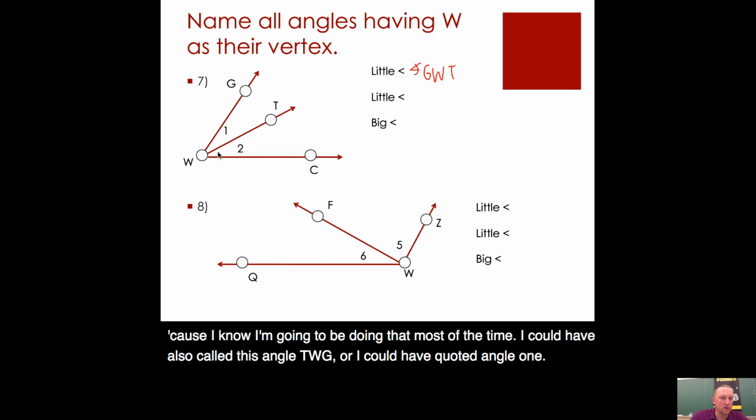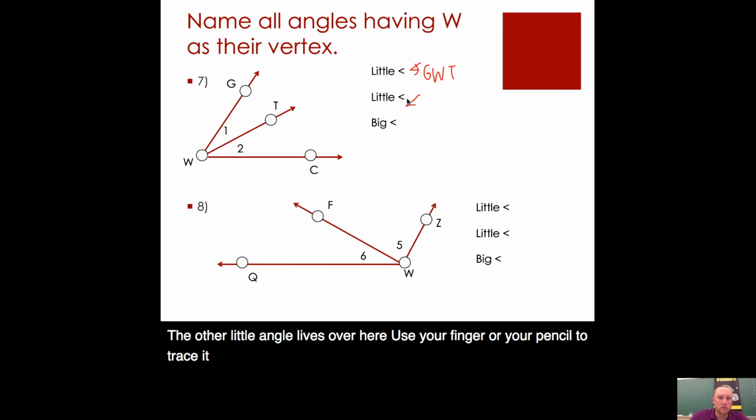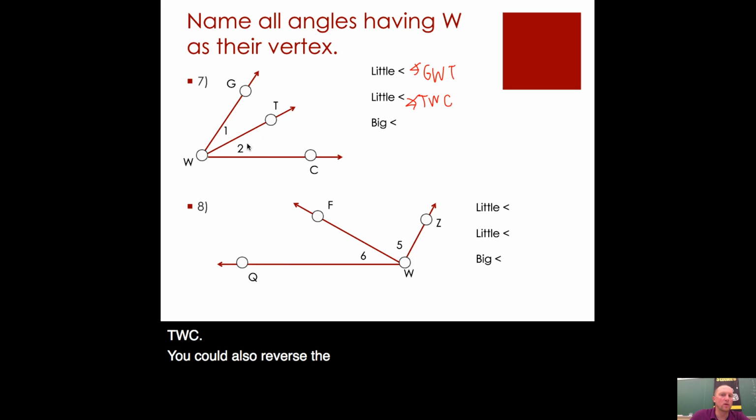The other little angle lives over here. Use your finger or your pencil to trace it. You would call that angle TWC. You could also reverse the letters, or you could call it angle 2.